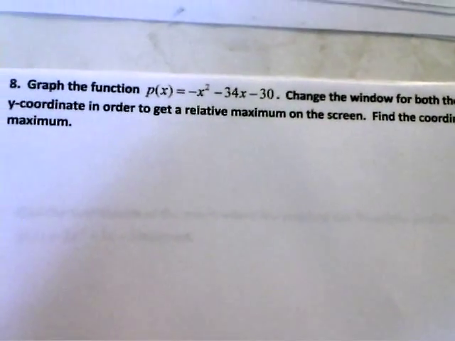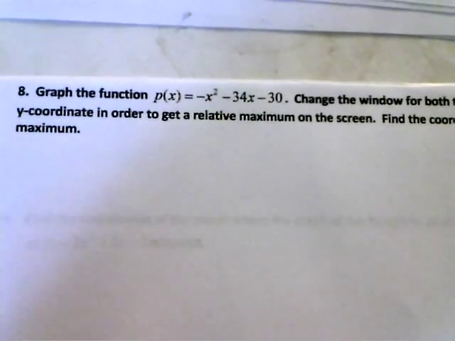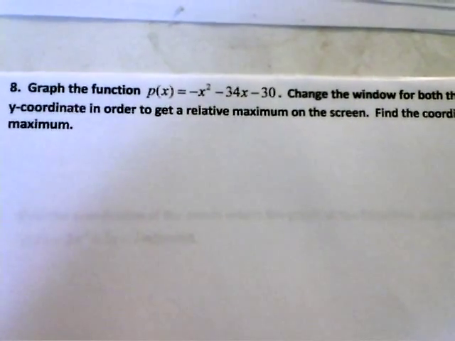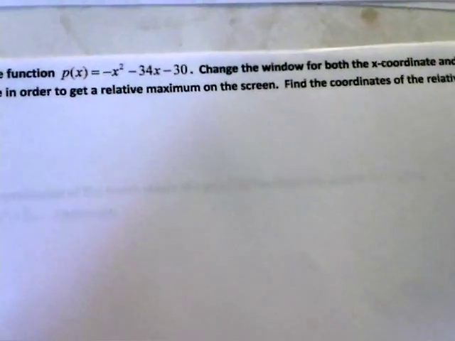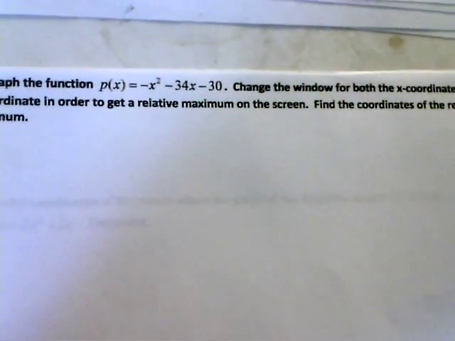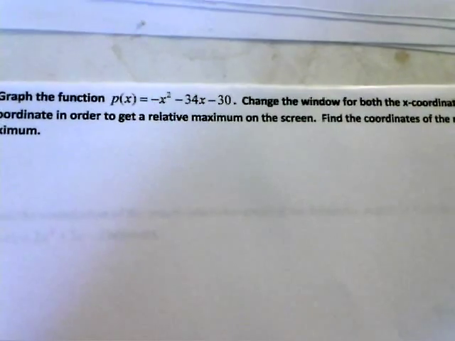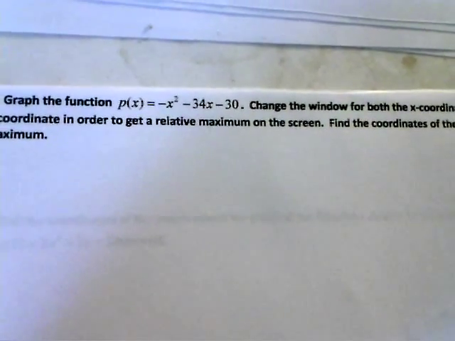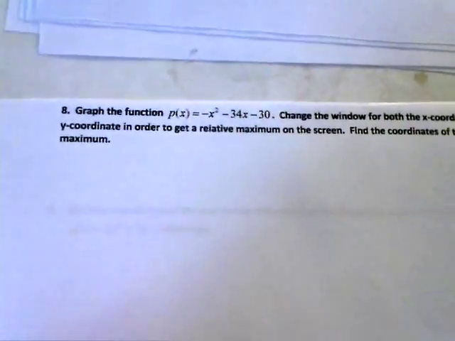Here we're going to graph the function p of x is equal to negative x squared minus 34x minus 30. Now here you want to change the window for both the x-coordinate and the y-coordinate in order to get a relative maximum on the screen. And then you're going to find the coordinates of that relative maximum.